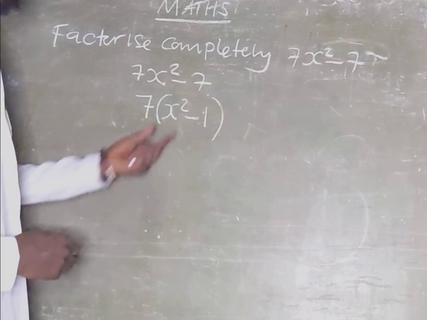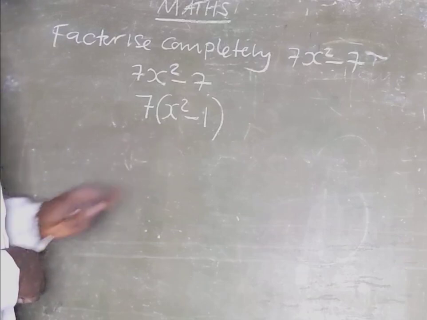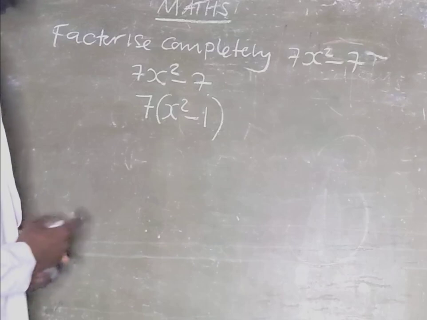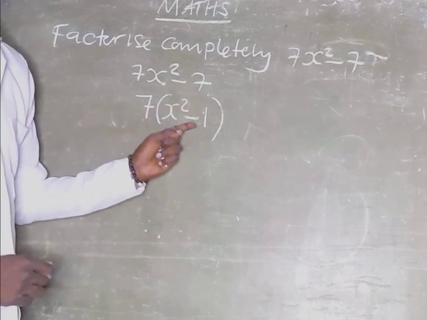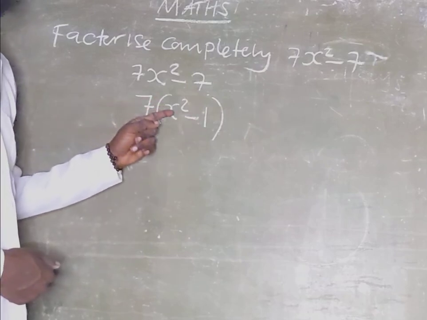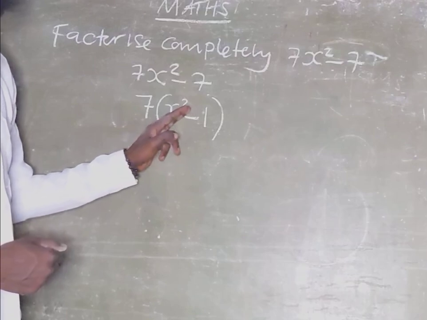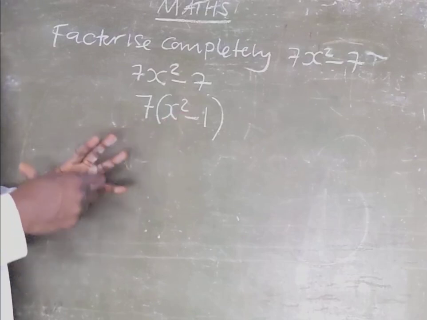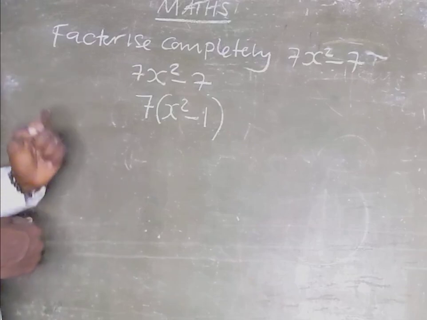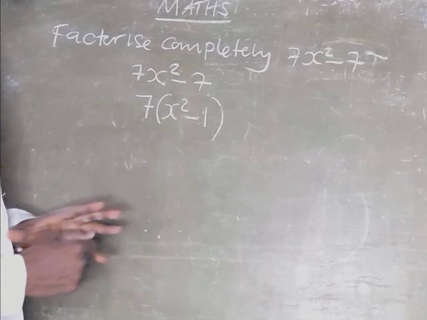Now the end of our question is not here, but we need to look at how further it can be completely factorized. Now in this case you can see x raised to the power 2 minus 1. Just know that this is the difference of two squares. Since there is a minus here, in the difference of two squares there is always a negative sign between the two squares. If we had a positive sign here, that would not be the difference of two squares.